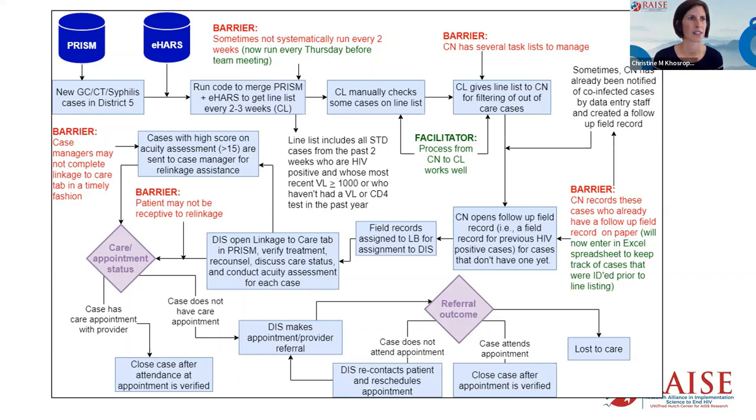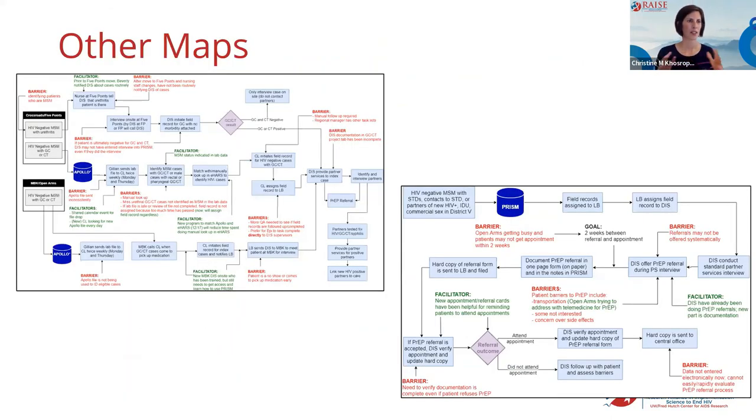Next slide. Just high level, these are the other process maps that we created for the other two aims as part of this project. Again, these step-by-step processes to really get at every single step in this process and figure out how we could make it better. Next slide.